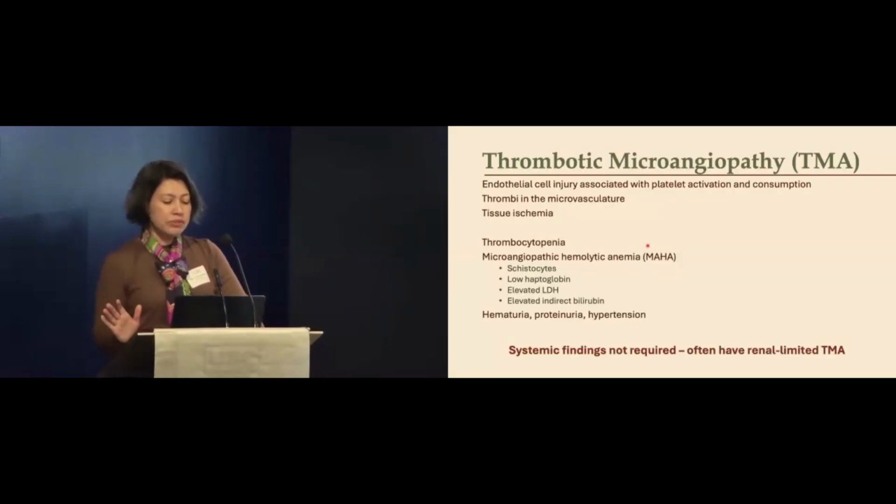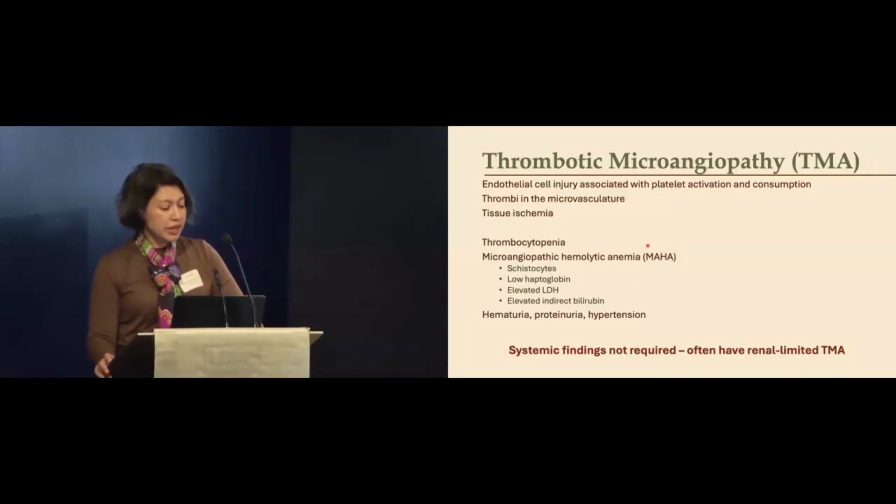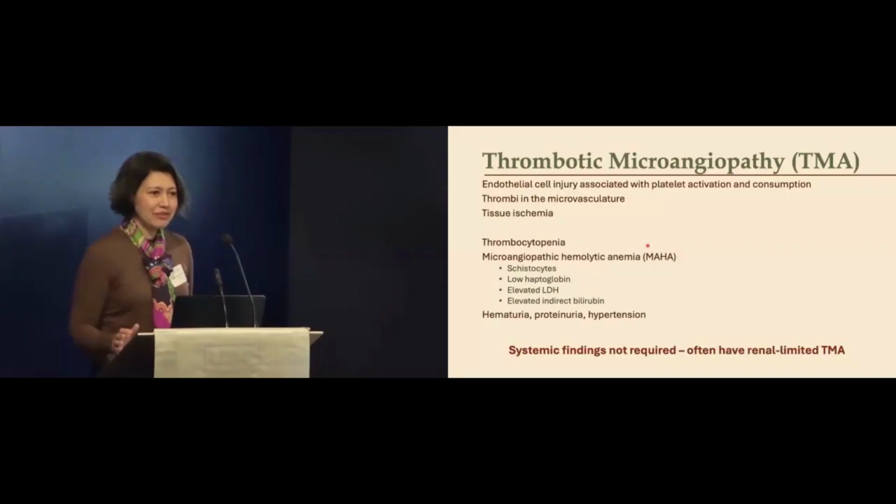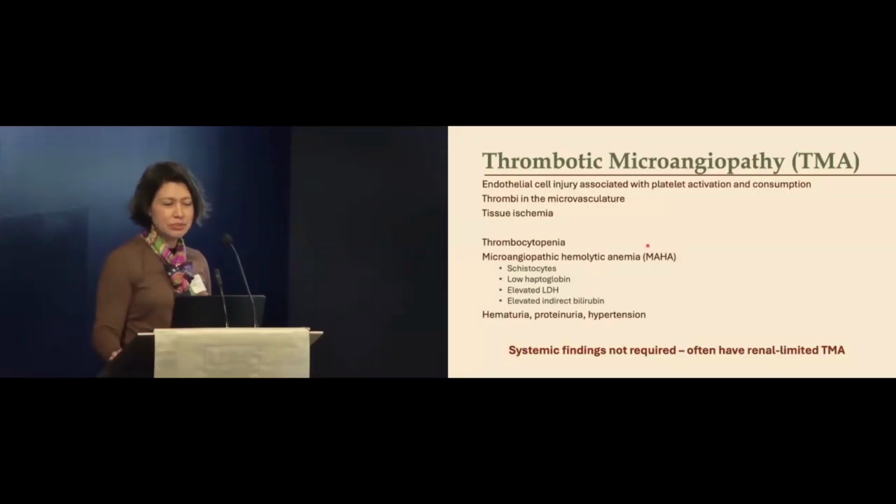But when it comes to thrombotic microangiopathy, the systemic findings are not required. We often have renal-limited TMA, where the patients just have hematuria, proteinuria, and hypertension. And these three findings are not unique to TMA. It's basically every disease that you can see that affects the kidney will present this way. And so really the only way to diagnose thrombotic microangiopathy affecting the kidney is through kidney biopsy.